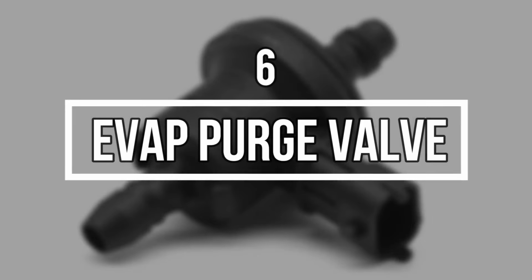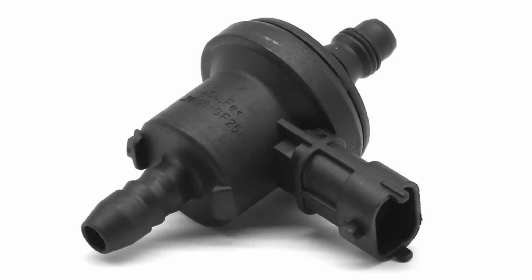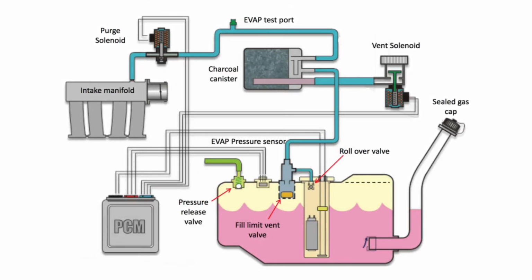6. EVAP purge valve. The EVAP purge valve is a critical component of the fuel vapor recovery system. It controls the flow of fuel vapors from the charcoal canister to the engine. If the purge valve becomes stuck in the open position, it allows a continuous and excessive flow of fuel vapors from the fuel tank into the engine. This results in increased fuel consumption.